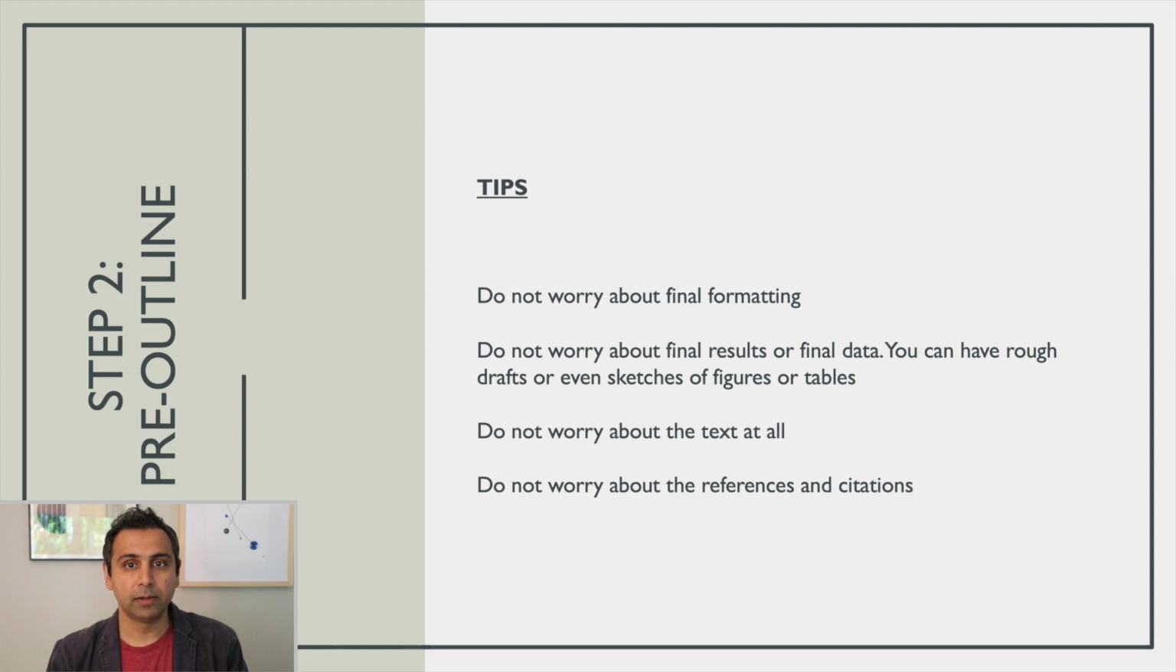So here are some tips for step 2. Don't worry about final formatting. Don't worry about final results or final data, and don't worry about the text at all. You don't really need to worry about the references or the citations. Again, we're just trying to set the direction of the paper, and we're trying to move quickly in terms of solidifying that direction.